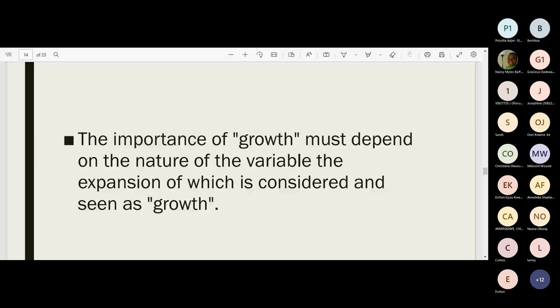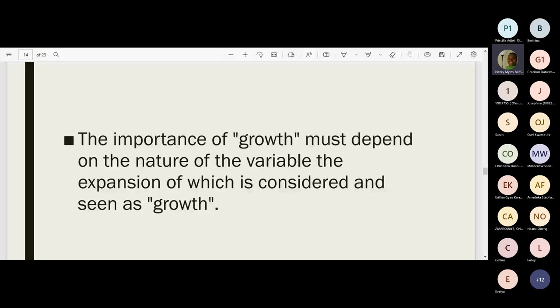Yes, please. The importance of growth must depend on the nature of the variable, the expansion of which is considered and is seen as growth. Okay, let me read it better for the class. Then I'll let one of you explain that, and then we'll bring today's discussion to a close. I'll still open the assessment, but maybe not within the 30 minutes or so that you have to do it. Look at it.